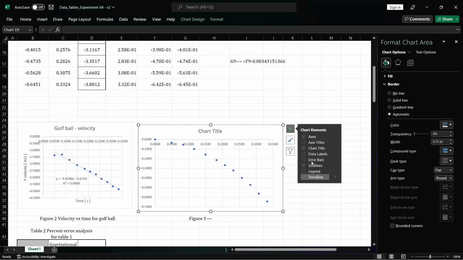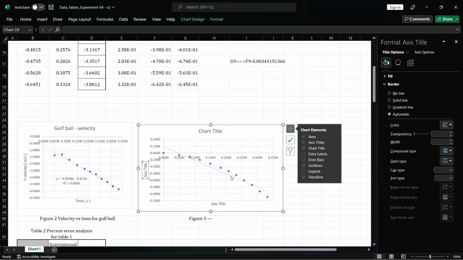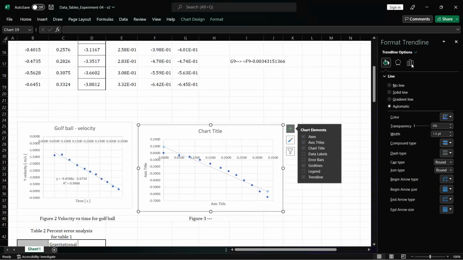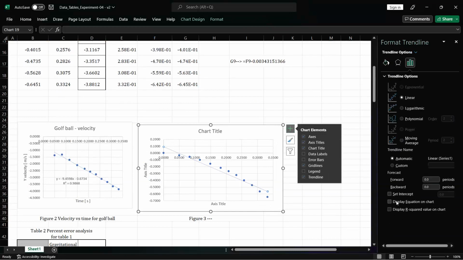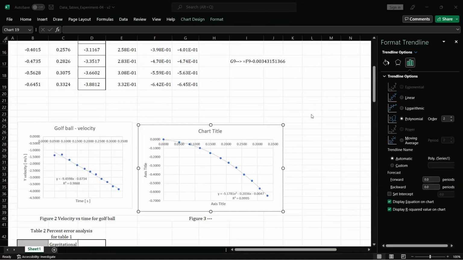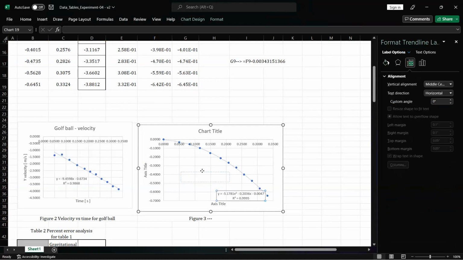Design, trend line, axis title, trend line options. Last icon here, last two clicked. Make sure for the second graph it should be polynomial. Okay, second order. Now it should be good. All right, so it looks good.